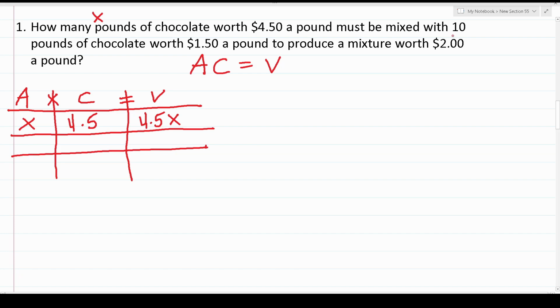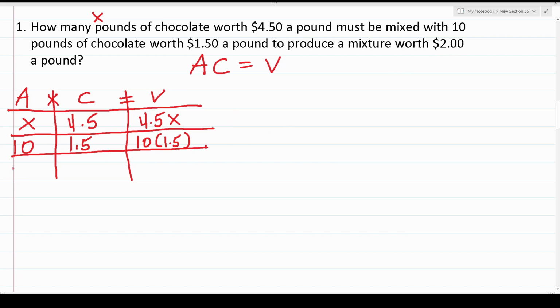Must be mixed with 10 pounds of chocolate worth $1.50 a pound. So we know that amount. That's 10 pounds of chocolate at $1.50 a pound. So in this case, the value is going to be 10 times 1.5. Again, that's just 10 times 1.5, A times C, to produce a mixture worth $2 per pound.